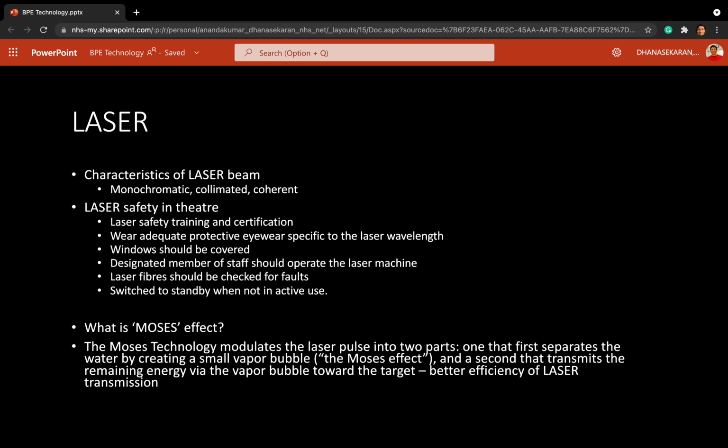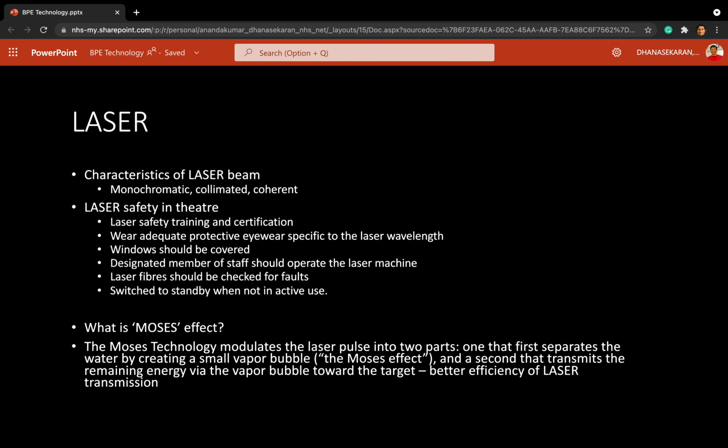Okay. Any latest advances in holmium laser technology? I'm not aware of any recent advances. Are you aware of the Moses effect? No, I'm not, sorry. Yeah, Moses is a kind of a newer technology in the HoLEP. It can be used even for stones also.